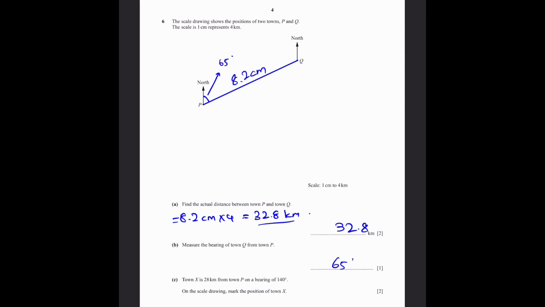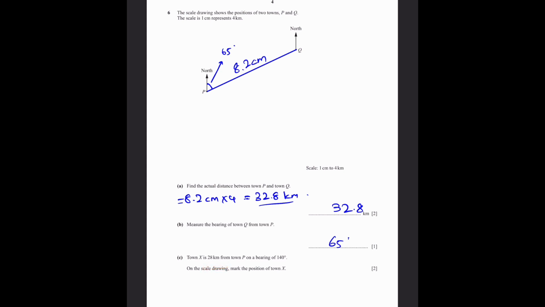C. Town X is 28 kilometers from town P on a bearing of 140 degrees. On the scale drawing, mark the position of town X. It's 28 kilometers, and we just divide that by 4 to get the distance in the scale drawing. So that'll be 7 centimeters. And that means it's 7 centimeters away on the bearing of 140 degrees from P.